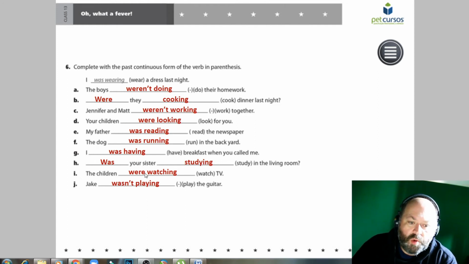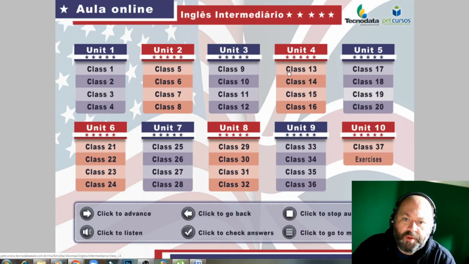The children were watching TV. The children, né, as crianças são elas, então are, were. Jake wasn't playing the guitar. Jake, okay? This is the correction for class 13. Get your student's book and let's go to class 14. Okay, we're here with the student's book, unit 4. Let's go to class 14.